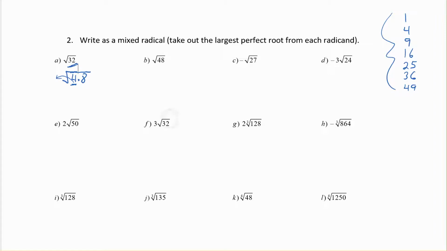So when I take it out, it's going to be the square root of 4, which is 2. So this turns into 2. The 8 is still inside. The 4 got moved out, but the 8 is still there. So 2 times the square root of 8. All right. So again, we'll try 48.